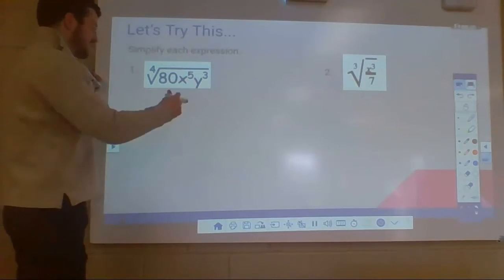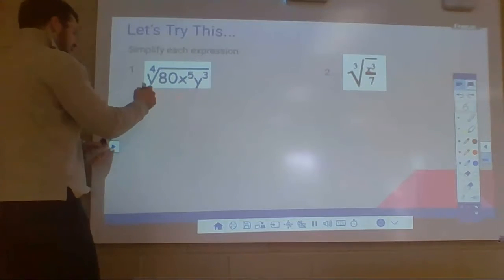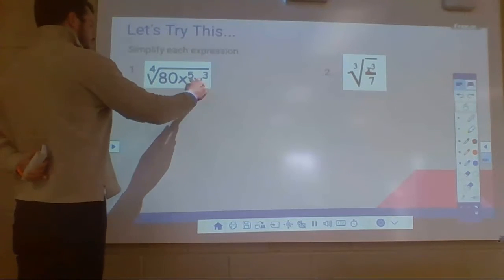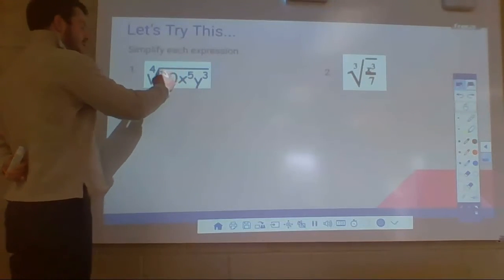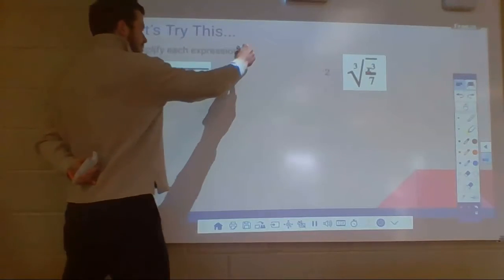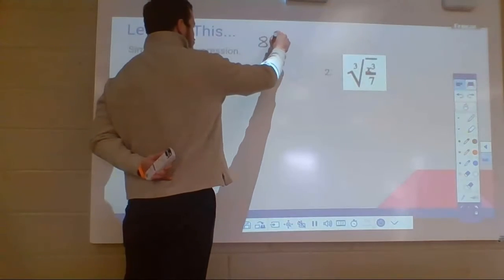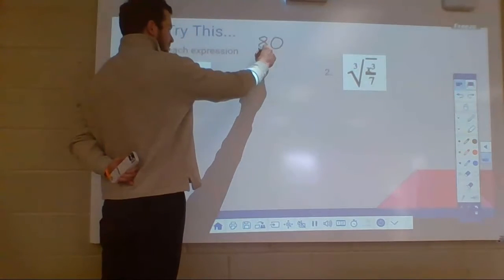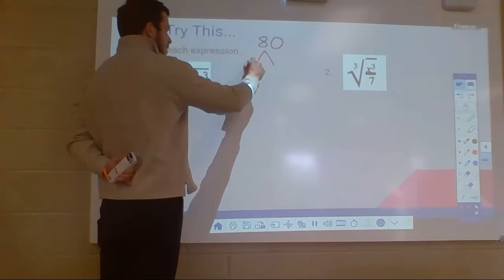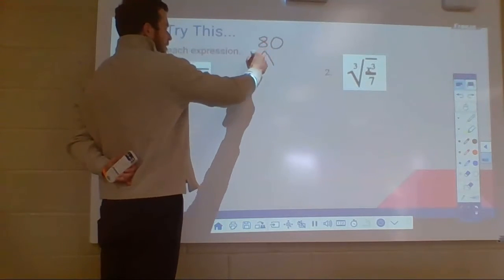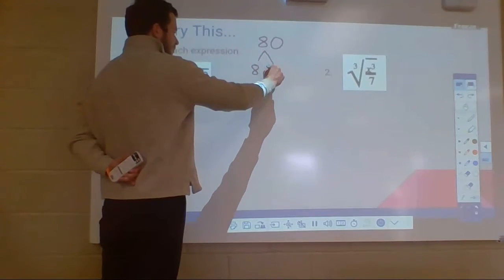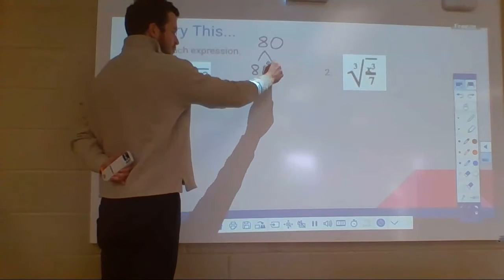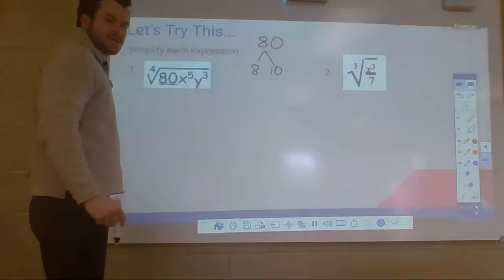So here's how I'm going to go about this. I am going to first look at the number 80. Okay? Let's look at the number 80. And I want to break it down into its prime factorization. I know that 80 is 8 times 10. This is not the only way you can do this, but here's one way. All right, 80 is 8 times 10.